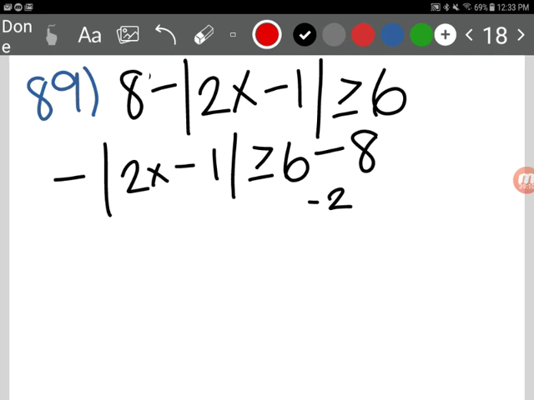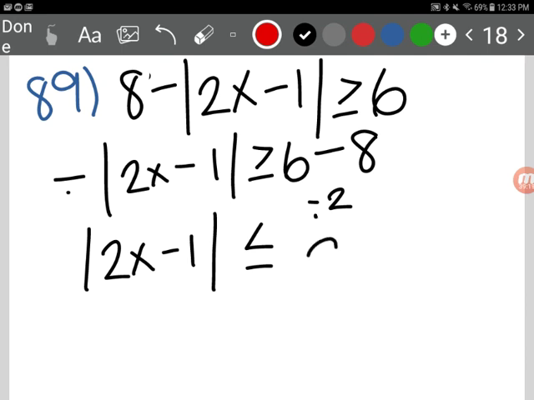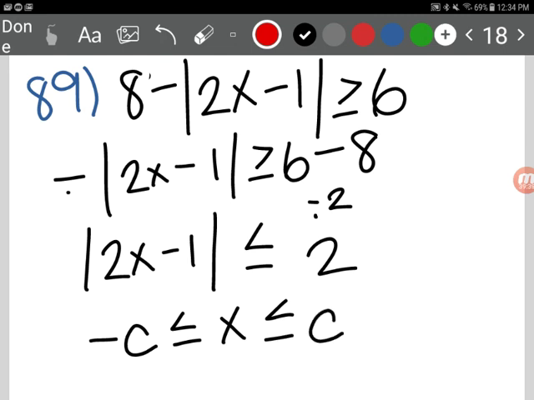So I have the absolute value of 2x minus 1. I have to reverse that sign, and then a negative divided by a negative makes a positive 2. So now I have everything I need, and I have isolated my absolute value as much as possible. You must get it like this before you start applying your rule. I'm looking at that less than or equal to sign. So when I see less than or equal to, I'm going to apply the -c less than or equal to x less than or equal to c rule. And that's again on page 86, so make sure you read that.